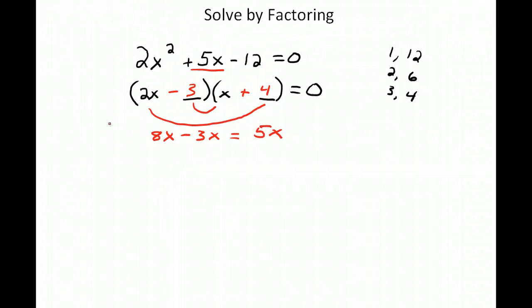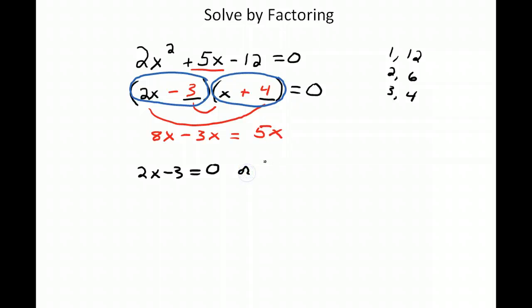Okay, now, the zero product property says that if I have a product equal to 0, which I do, I now have this quantity times this quantity equals 0. And if I have a product of two numbers that equals 0, one of them has to be 0. So I can set each one, 2x minus 3 equal to 0, or x plus 4 equals 0.